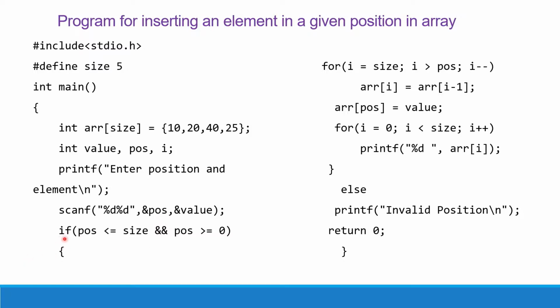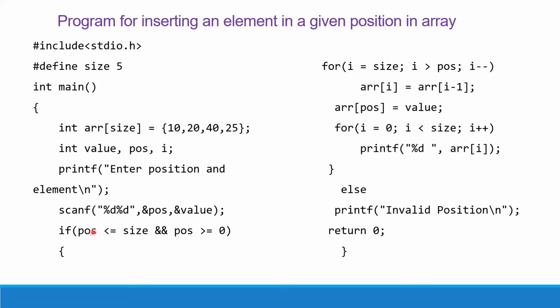Okay. So for that we have used this if statement: if the position is less than or equal to the size. Okay, it must be less than or equal to the size. In this case, the size is 5. If I want to insert at position 4, then 4 is less than or equal to size. It is true here. Or else, if my position is say 8, it is not true. 8 is less than or equal to 5, it is not true, so it will throw an error message, that is invalid position, else part will be executed.